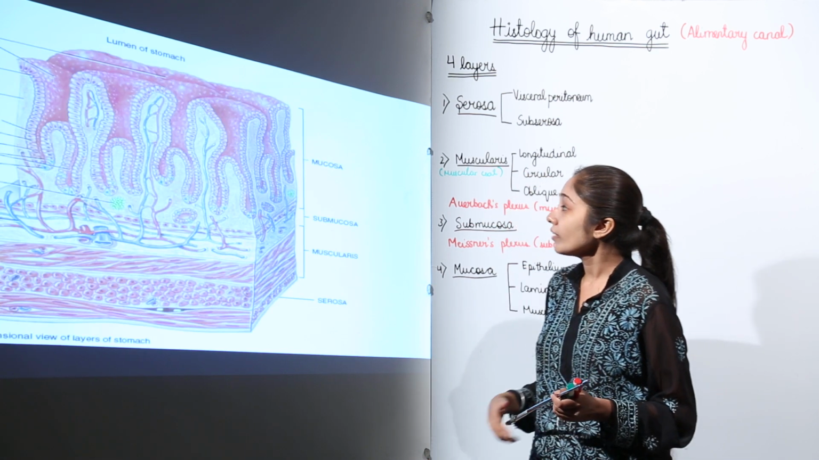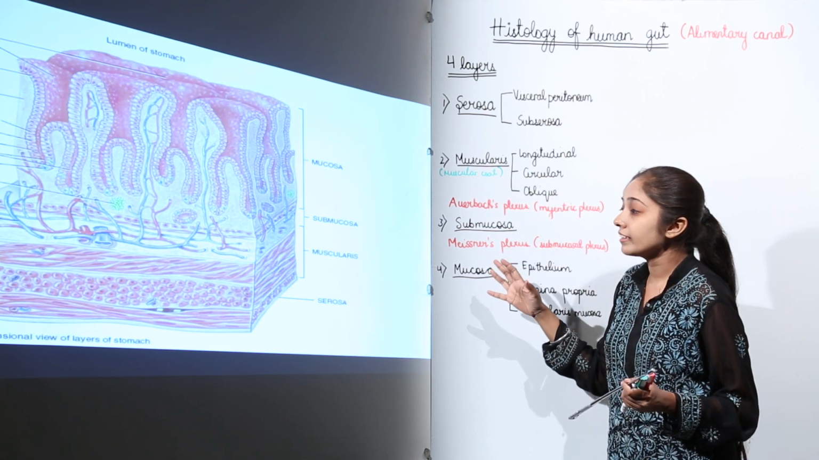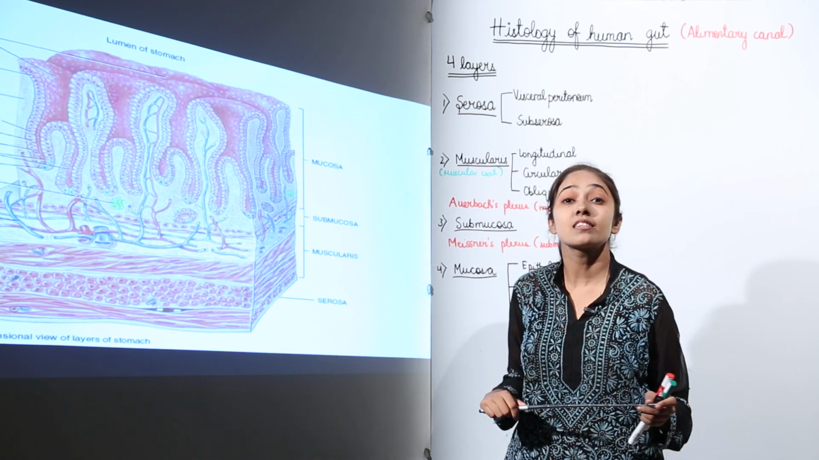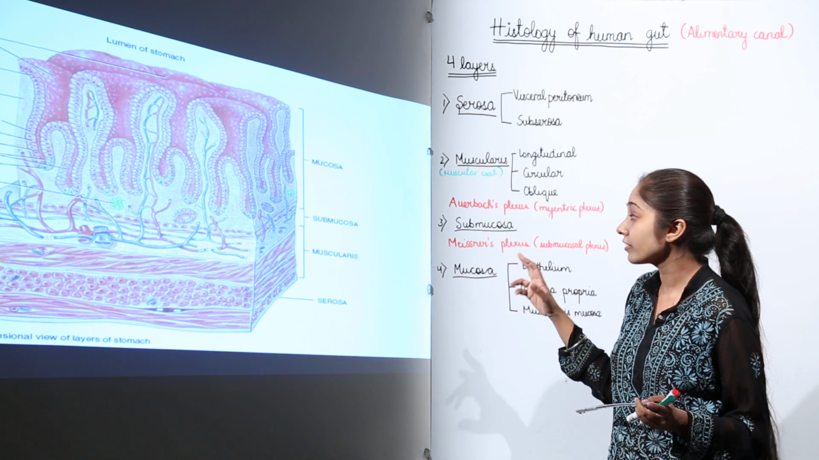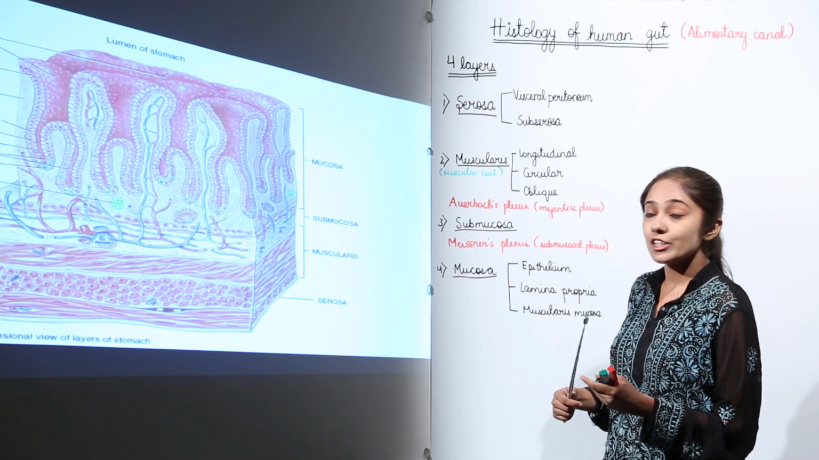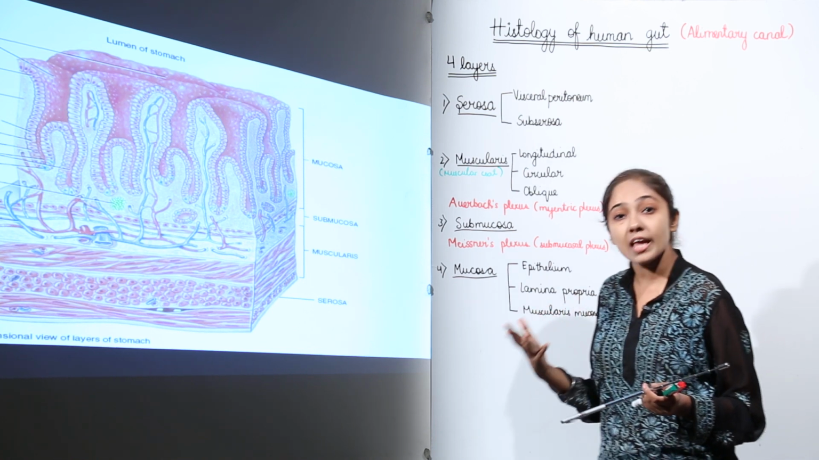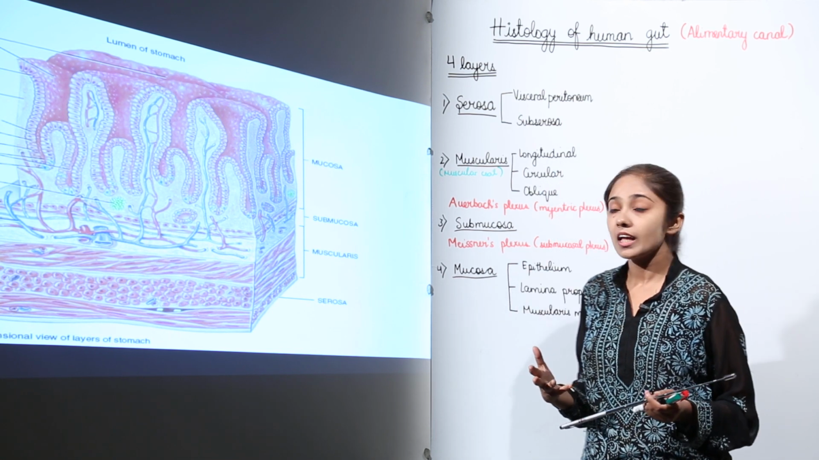Then next, here you can see the three-dimensional view of the layers of the stomach. We are here concentrating on the stomach. Again, as I told you, these are the 4 layers of the gut, and these will be the same when we talk about the alimentary canal.